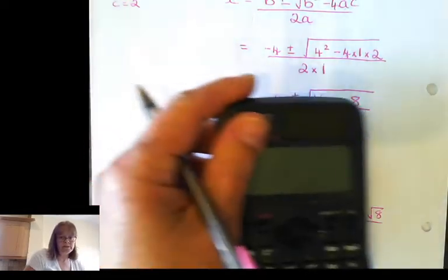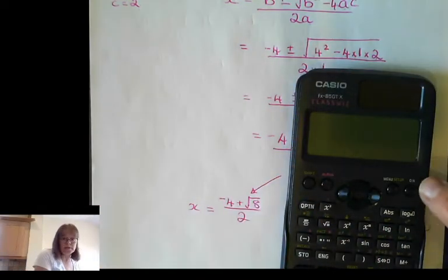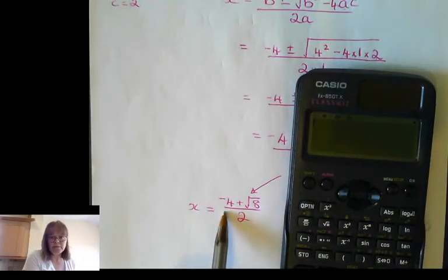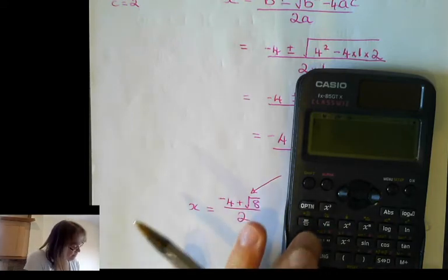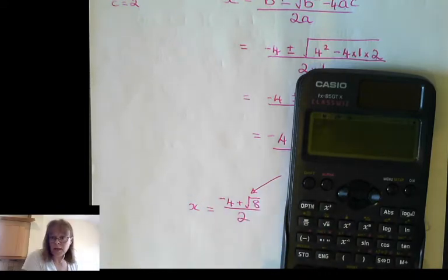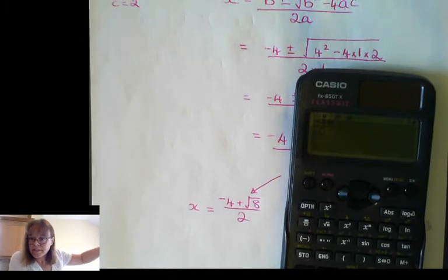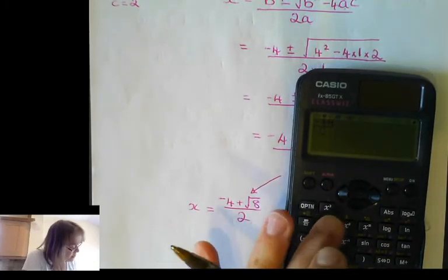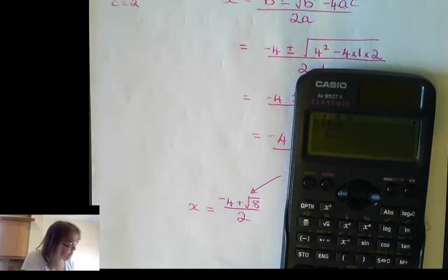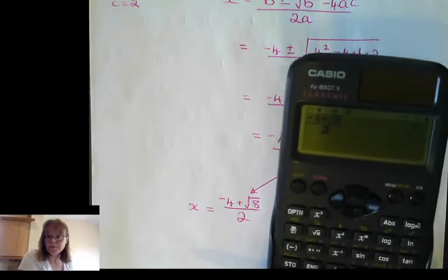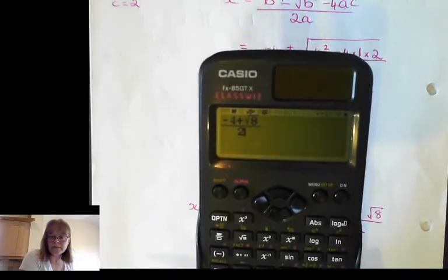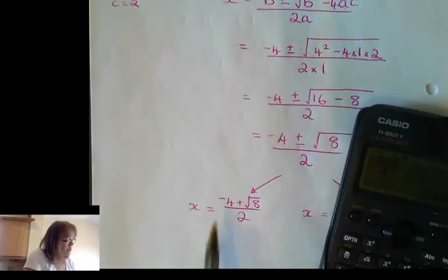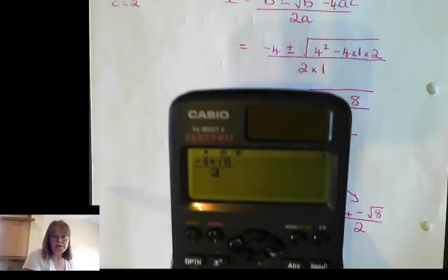If I've just been asked to give my answer to 2 decimal places, what I'm just going to do is put each answer into my calculator. Minus 4 plus square root 8 on the top and 2 on the bottom. Let me see if I can get that so you can see it. That's a bit better. So I have just put this into my calculator.